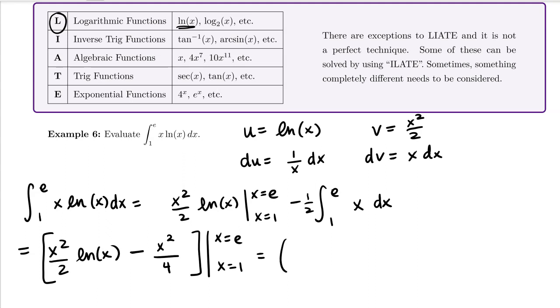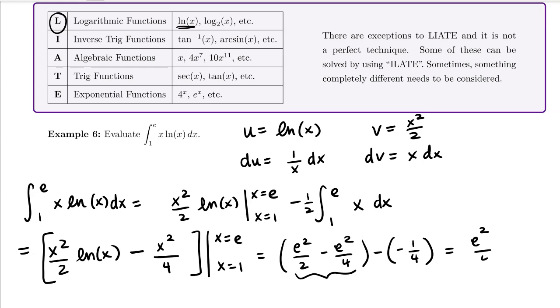So this is equal to e squared over 2 times the natural log of e, which is 1, minus e squared over 4 minus, let's see, the natural log of 1 is 0. So I think we're just going to have minus 1/4 here. And then if we find a common denominator here, that should give us e squared over 4. And then if I subtract negative 1/4, that's the same thing as adding 1/4. So this should be our final answer for this example.